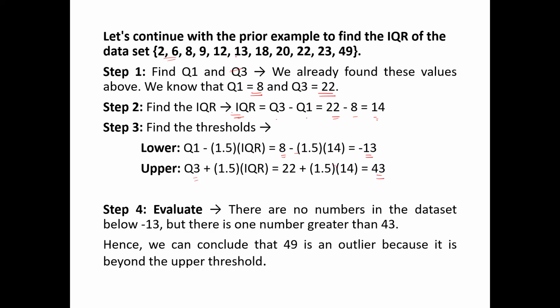So check in this data set: are there any numbers below minus 13 and above 43? We don't have any numbers below minus 13, but we have one number above 43, that is 49. So here we conclude that 49 is an outlier because it is beyond the upper threshold. When we are using this for calculations, we can remove 49 from the given data set so that a machine learning algorithm can give you accurate results.